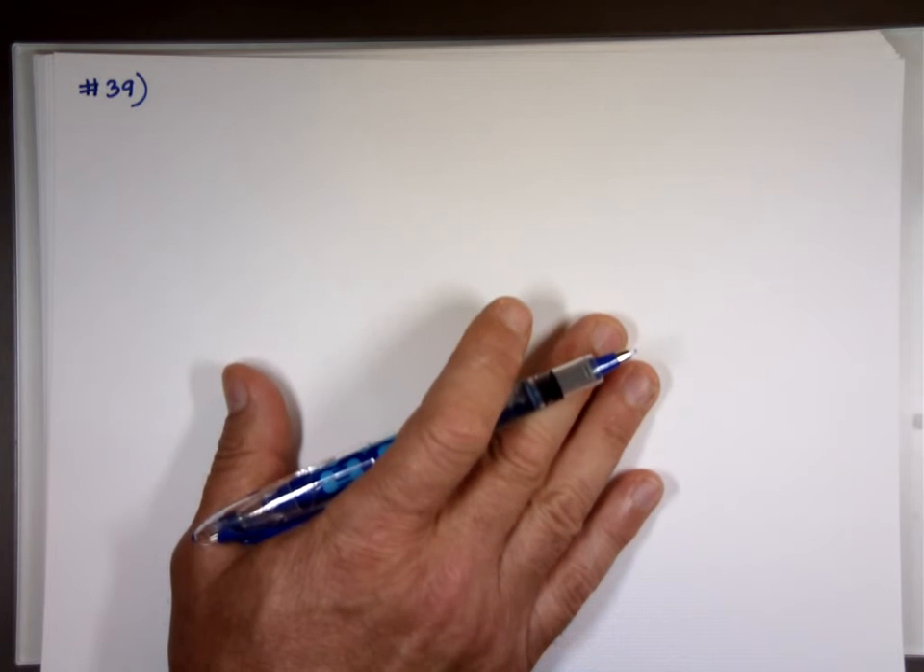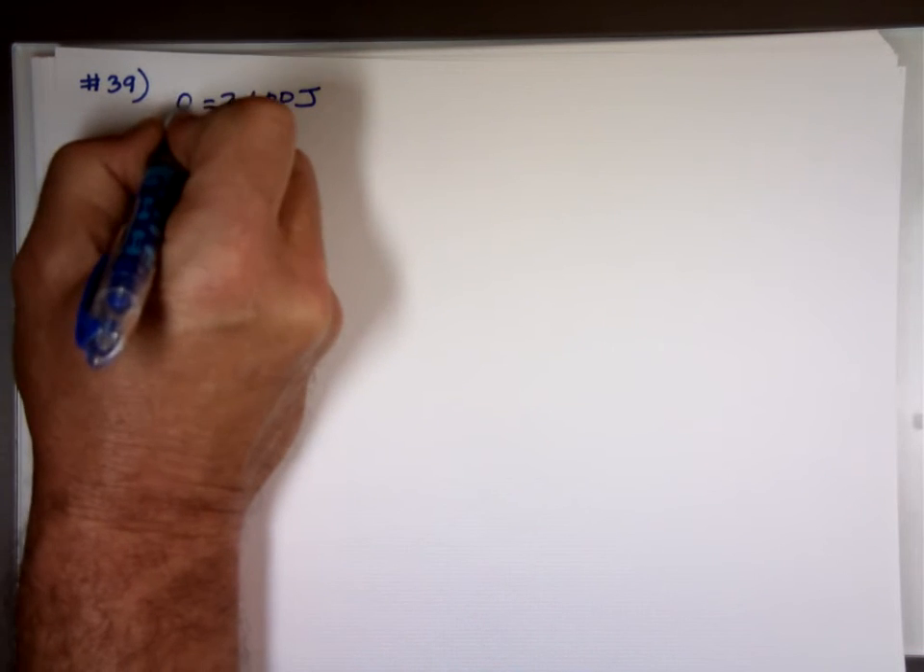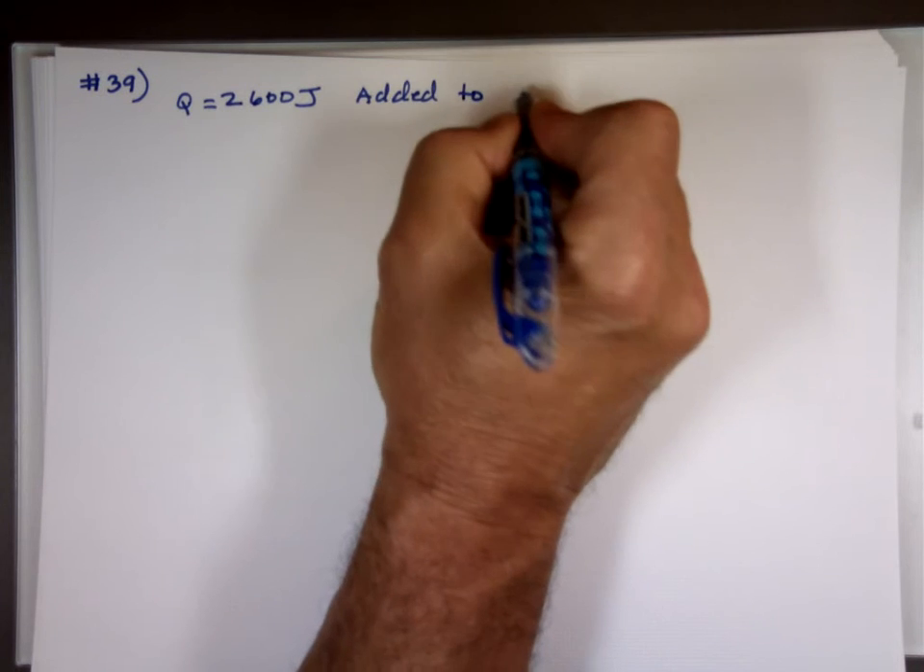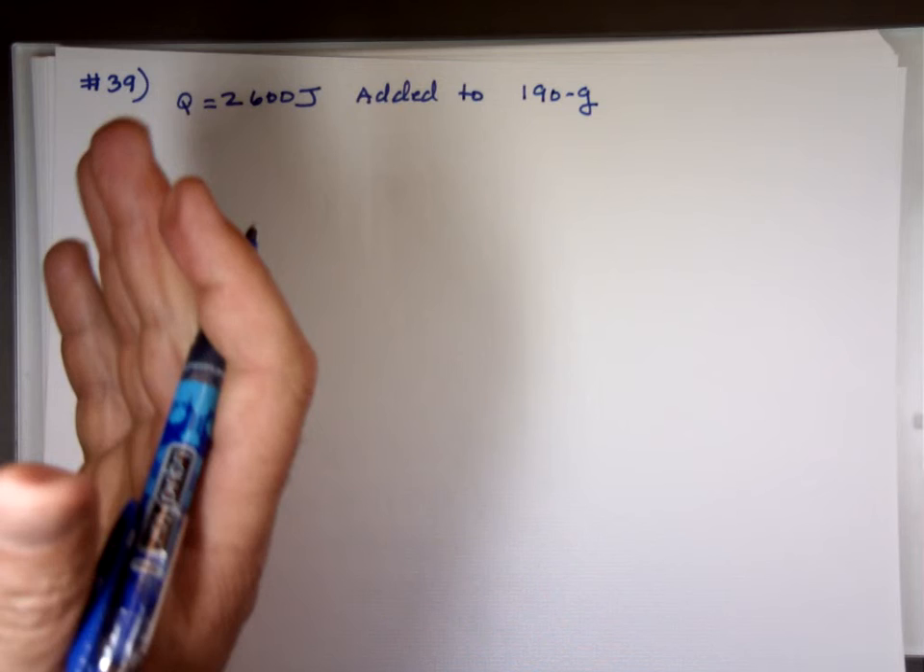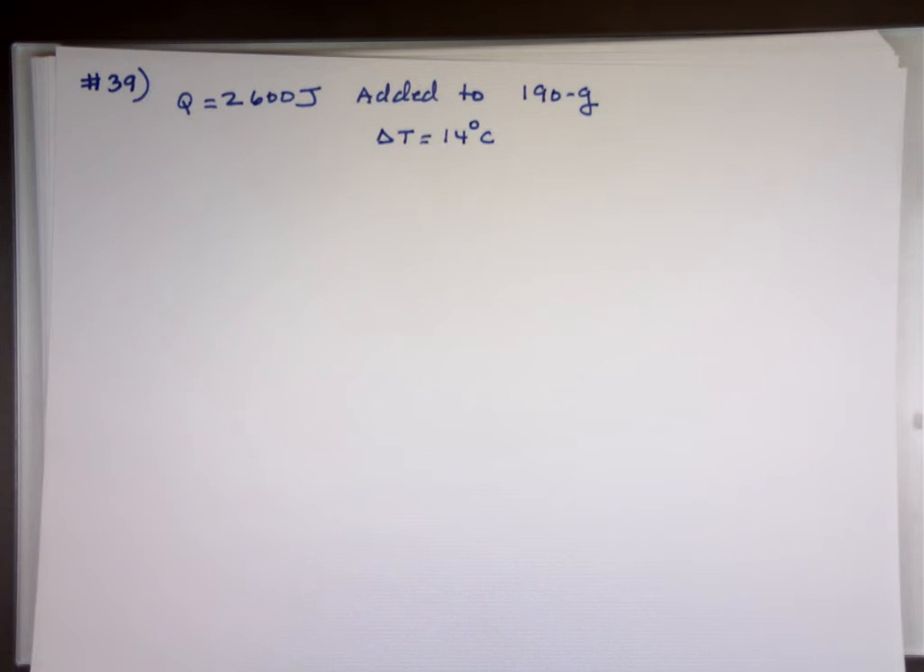Number 39. Okay, this is backward here. It says 2,600 joules, that's the amount of heat, Q, was added to a 190 gram object. They're not telling us what the object is made out of. But the temperature increased. There's a change in temperature of 14 degrees Celsius. That's the change. What is the heat capacity?